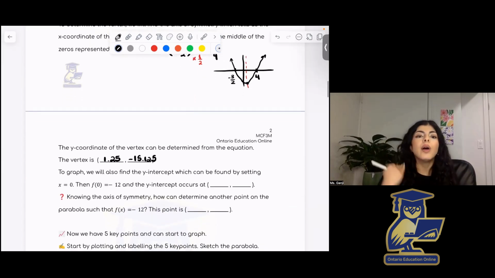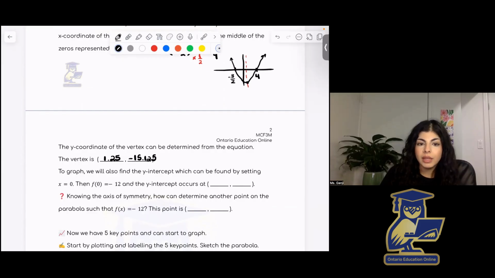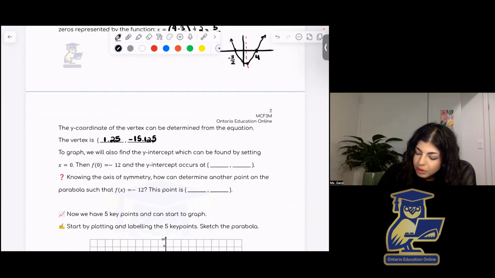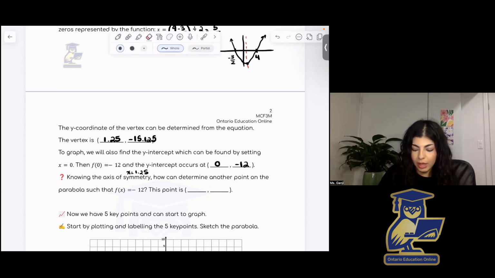And now to graph it, we are going to find the y-intercept. So y-intercept is when x is 0. So f of 0 gives us negative 12. So our y-intercept has the coordinate 0, negative 12. And now, knowing the axis of symmetry is at x is equal to 1.25, how can you find another point on the parabola that has that output value of negative 12?